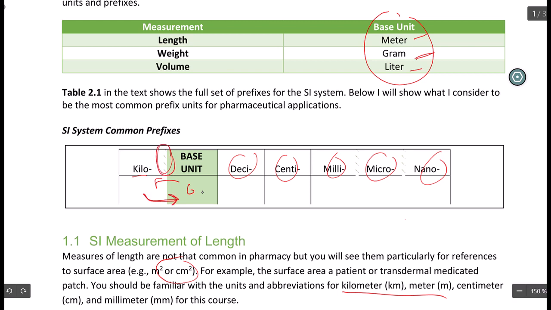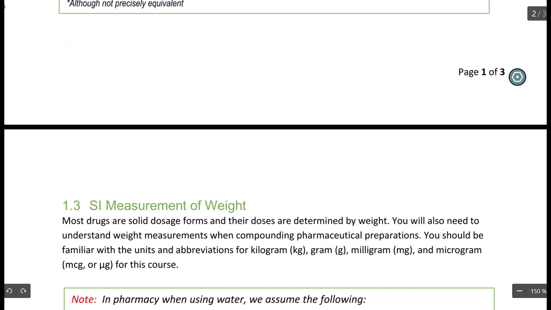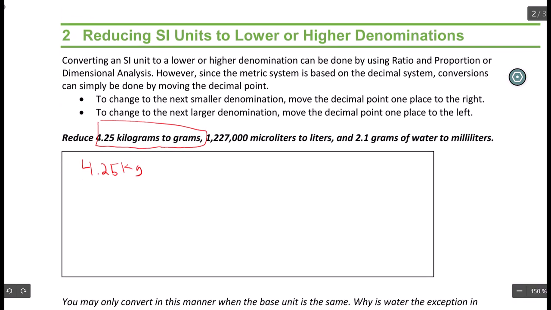So what I would do is move this 3 places to the right. This is 1, this is 2, this is 3, right? So I would have 4,250 grams, right? Moving 3 to the right.